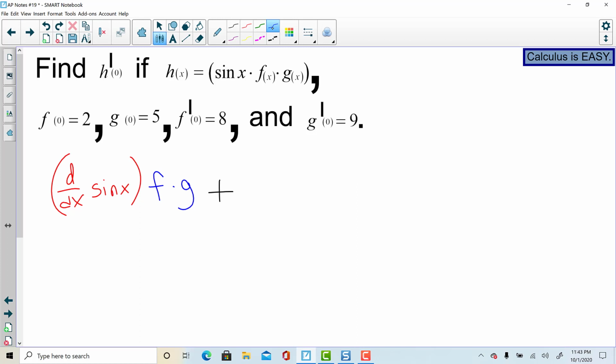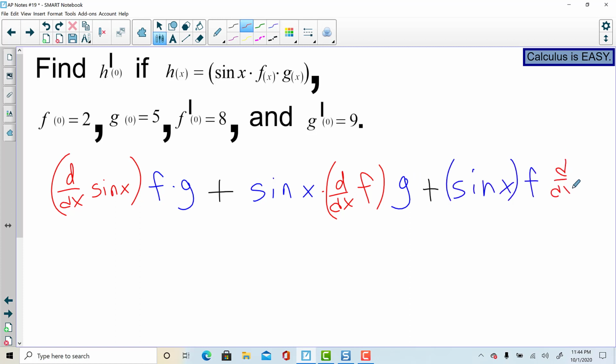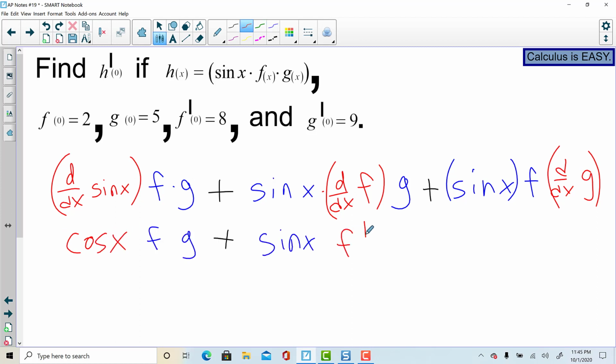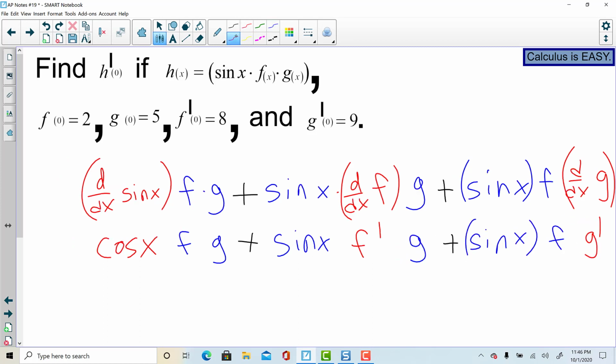On the second piece, I'm going to do the derivative of f. And on the third piece, I'm going to do the derivative of g. Okay, derivative of sine is cosine. The derivative of f is f prime. And the derivative of g is g prime. So we just did h prime of x, but they want us to find h prime of 0, so we need to plug in a 0.